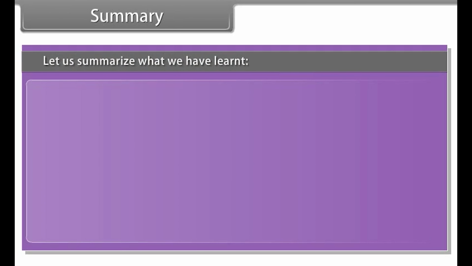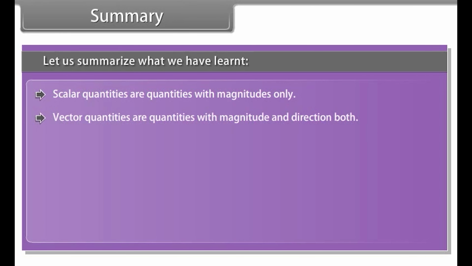Summary. Let us summarize what we have learnt. Scalar quantities are quantities with magnitudes only. Vector quantities are quantities with magnitude and direction both.